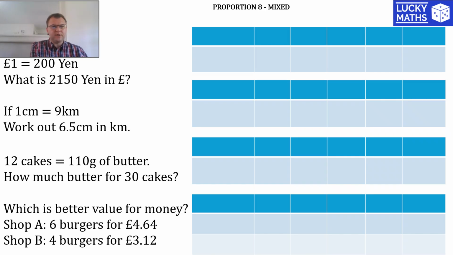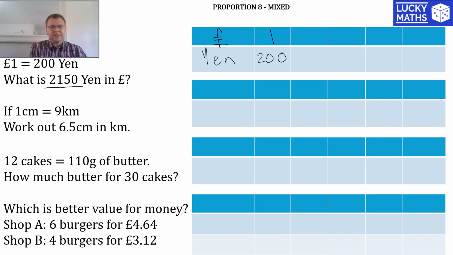We're going to start off with a currency style question involving pounds and yen. Now, again, there's nothing labelled up anymore. I'm trying to put the emphasis on the students, or yourselves, to come up with the table information. We're told that £1 is equal to 200 yen. Now we're trying to work out what 2,150 yen is going to be.